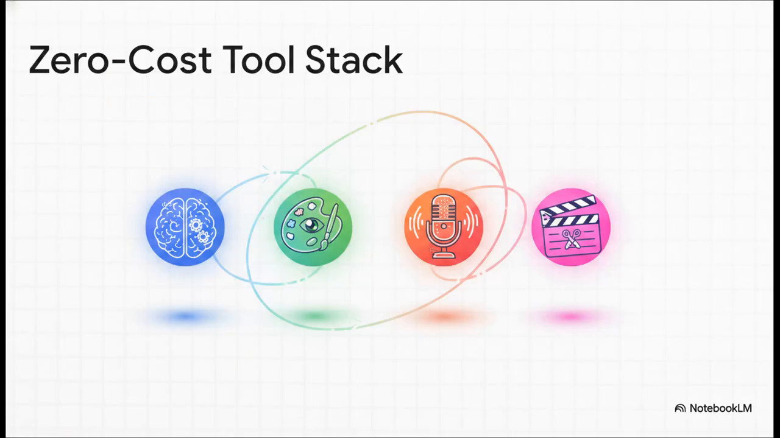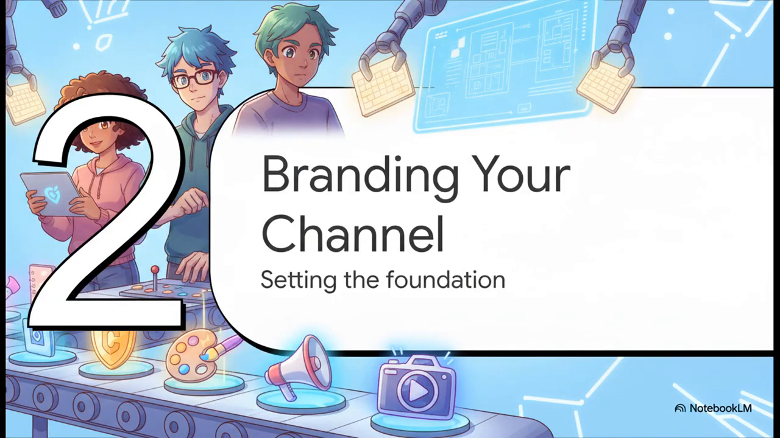And here is the magic behind the curtain, the zero-cost tool stack. To make this whole thing tick, you do not need expensive subscriptions. Actually, scratch that, you don't need any subscriptions. This entire workflow relies exclusively on these completely free tools. We're going to use ChatGPT as our brain and our writer, Flow AI for our visuals, Gemini TTS to actually give our characters a voice, and CapCut as our editing floor. That's the whole shebang. Moving right along to Section 2, branding your new channel.